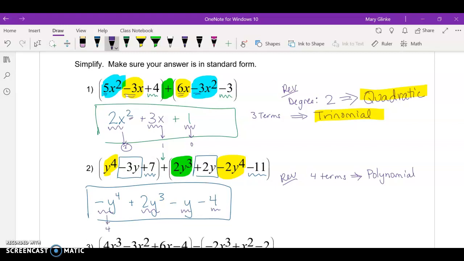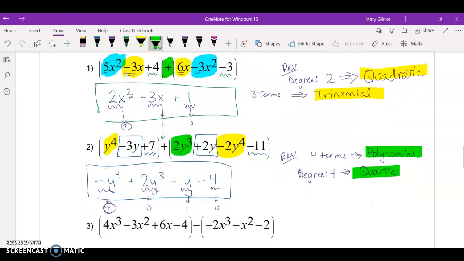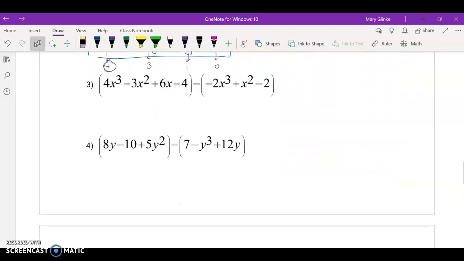And each of these terms has a different degree. I see a degree of 4, a degree of 3, a degree of 1, and a degree of 0. So my highest degree is 4, which means if the degree is 4, that is going to make this a quartic. So this would be called a quartic polynomial. I just wanted to do that quick review of those terms so that they stay fresh in your head. Okay, let's go ahead and try numbers 3 and 4.